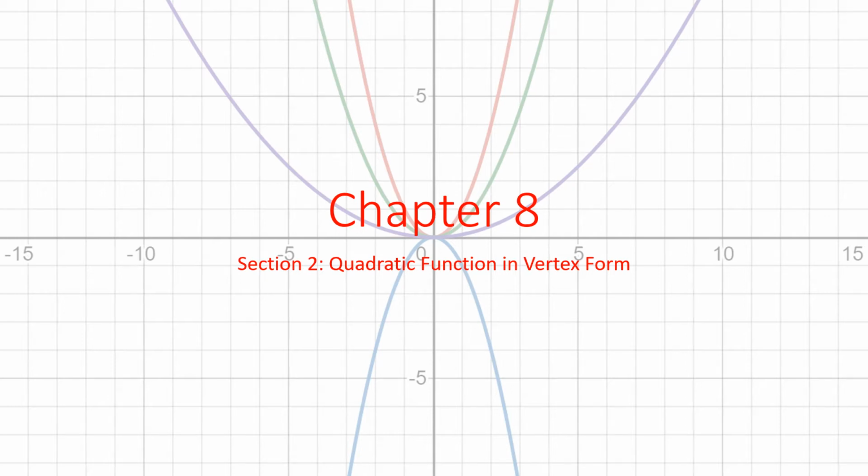Welcome back to Chapter 8. In this section, Section 2, we're going to continue looking at quadratic functions. We're going to specifically look at the equations in vertex form.